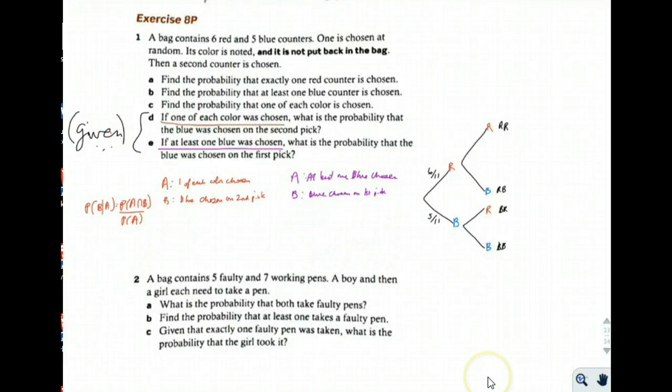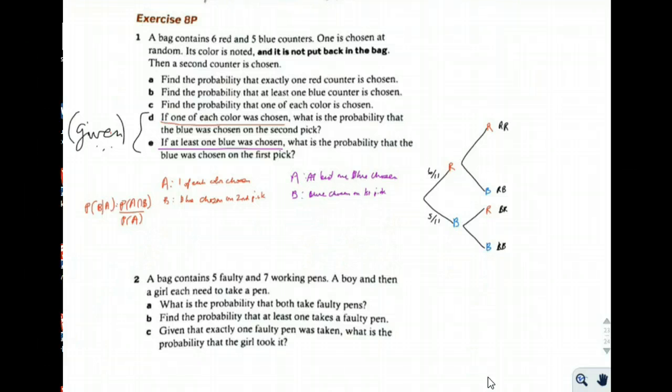This is for page 23 and 24. It's kind of similar to what we did last class, but in these, the tokens that are taken from the bag are not replaced in the bag. So the probabilities in the second trial are going to be different than the probabilities in the first trial because you're missing the token that was taken out the first trial.